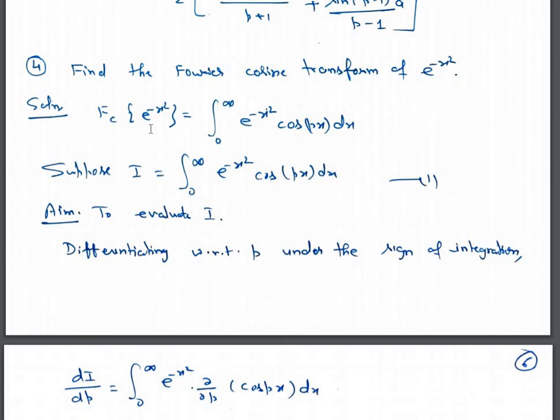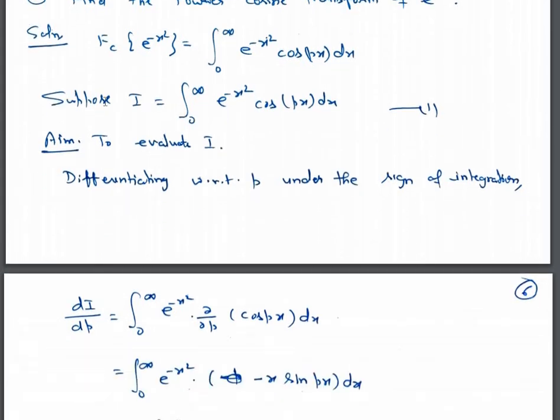Let's take the last example. Find the Fourier cosine transform of e to the power minus x square. So by definition, the Fourier cosine transform of e to the power minus x square is integral 0 to infinity e to the power minus x square cos px dx. Now we have to evaluate this integral, right? So what we do is we suppose that this integral is equal to I. So our aim is to evaluate I.